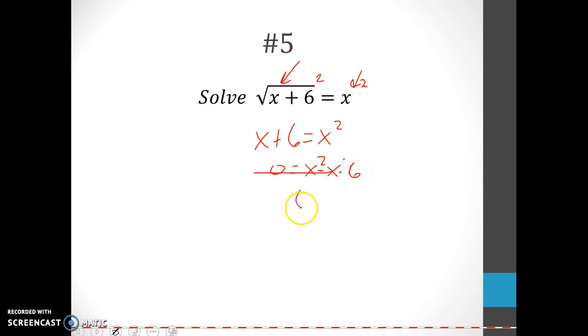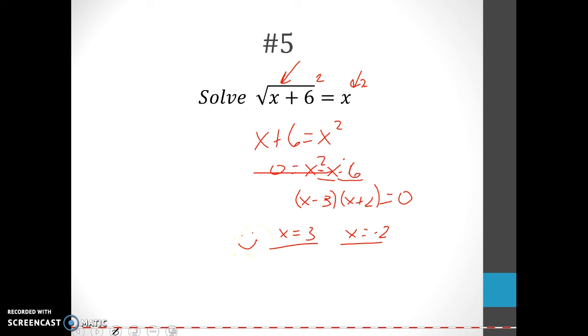And so I'm going to see if I can factor this. I know that x times x gives me x squared. I know if I have a negative 3 and a positive 2, that gives me a negative 6, and negative 3x and a positive 2x does give me a negative x in the middle, and this is equal to 0. So my two possible solutions are x equals 3 and x equals negative 2. So let's check both of these and make sure that they both work. If I try a 3 in here, 3 plus 6 is 9, and the square root of 9 is 3. So this one does work.